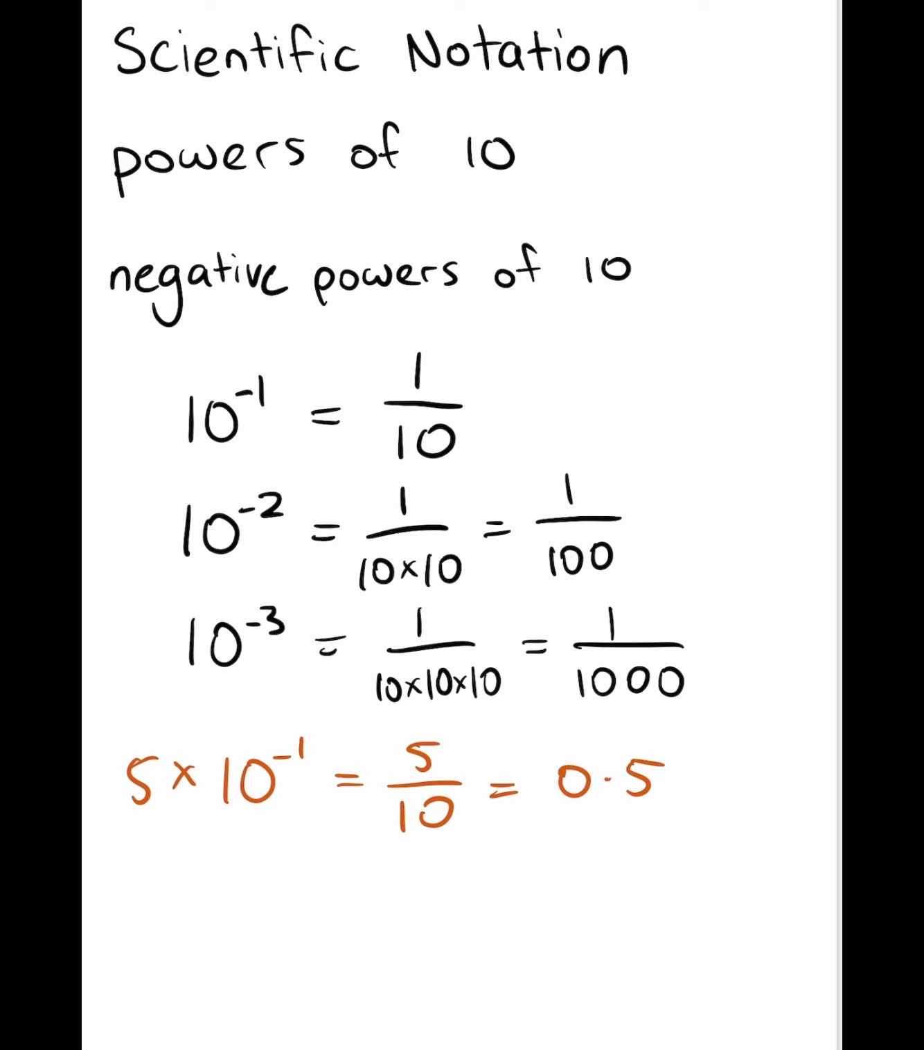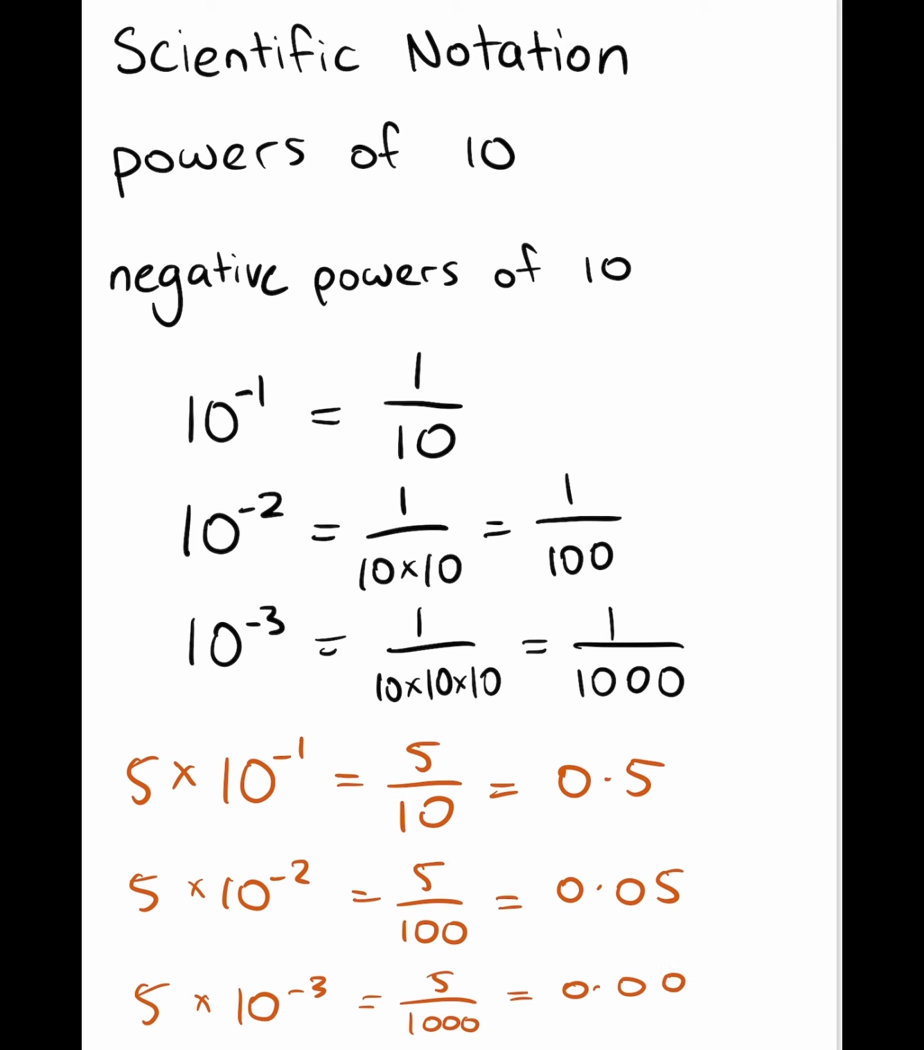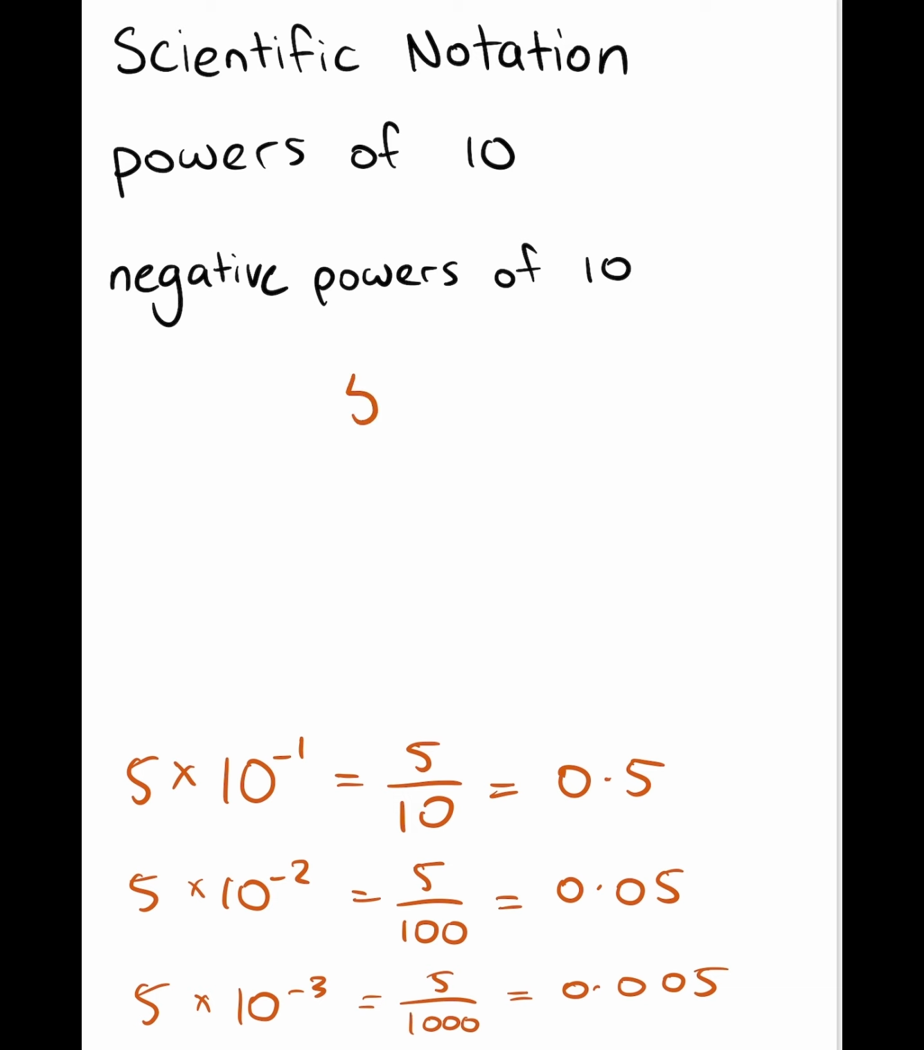So if we look at it, 5 times 10 to the power of negative 1 would be the same as 5 divided by 10, which is 0.5. 5 times 10 to the power of negative 2 is 5 divided by 10 to the power of 2, which is 5 divided by 100, which is 0.05. And again, it'd be the same for 5 times 10 to the power of negative 3, which is 5 divided by 10 to the power of 3, which is the same as 0.005. So we're getting smaller and smaller with our values. And if you can see a pattern forming, we still have the same levels of jumps. This time we're just doing it in the opposite direction to what we did in the past.